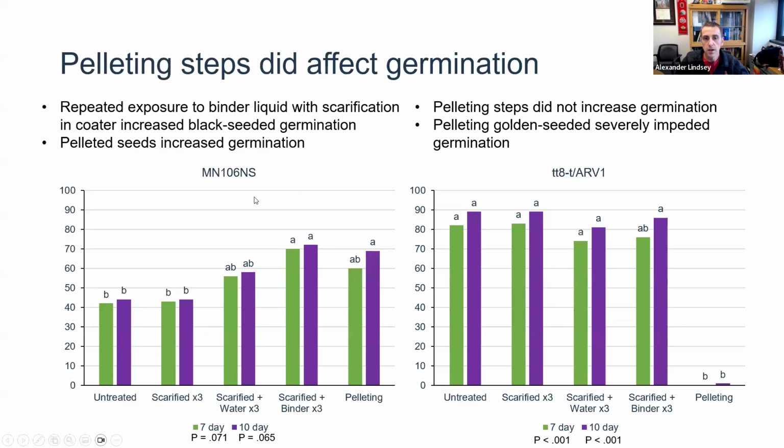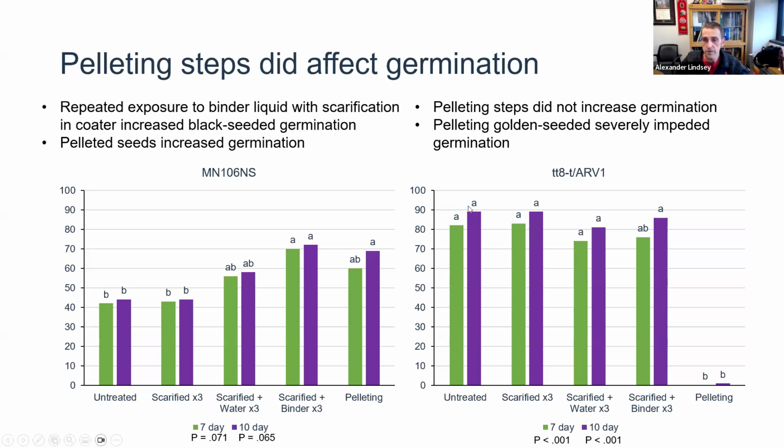And what we saw was that the scarification with water addition did slightly increase germination for our black seeded line. We saw more benefit from the binder solution, suggesting there could be some interaction there of a hydropriming effect early in that process. So it's possible we may not need to build a full-on pellet unless that's desirable from a seeding and seed handling perspective to increase germination.